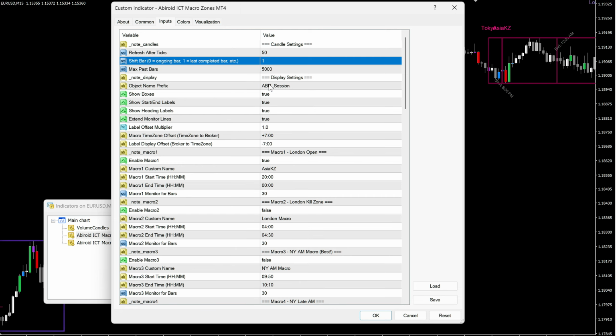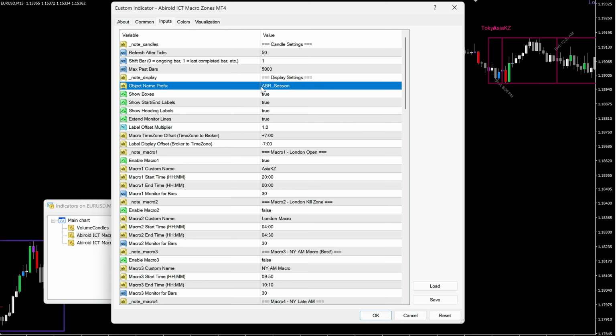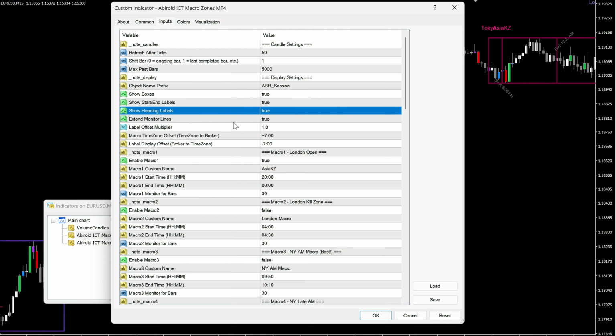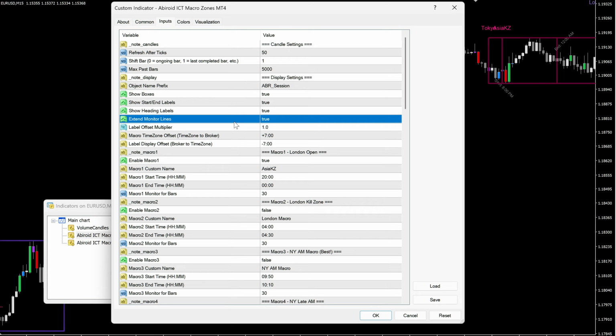Next, we talked about the prefix. This is only useful if you have multiple indicators on the same chart. If you have only one, then just keep a unique enough prefix, because this will be used to draw all of these objects on the chart. And you can set the show boxes, start and end labels, headings, etc. to true or false. Now suppose you are using this indicator to just get the session zones, and you are only interested in getting the buffer values for, say, your EA or other indicator. In that case, you can set all of these to false.